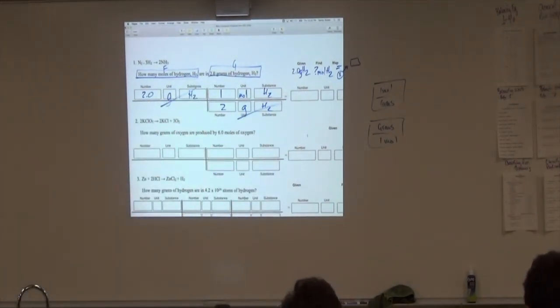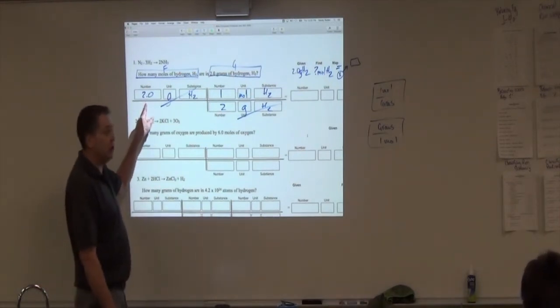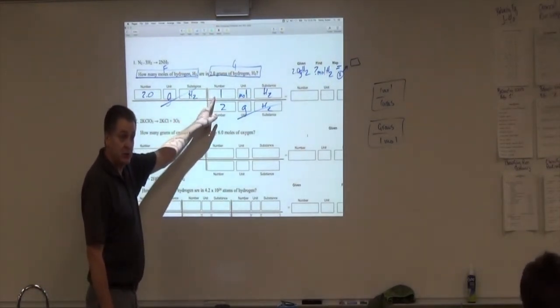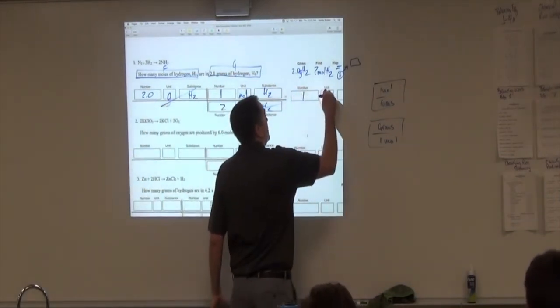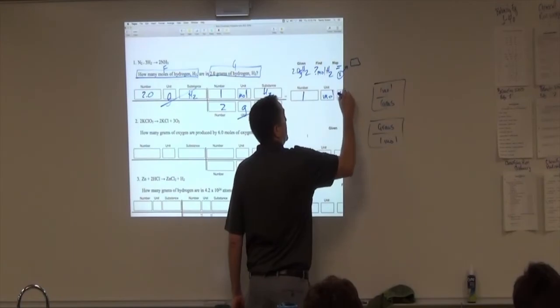Now, if I stopped right now, I would have moles. Am I looking for moles? Yes, I am, so I'm good. Now I do the math. 2 times 1 is 2. 2 divided by 2 is 1. So it's 1 mole of H2 is my answer.